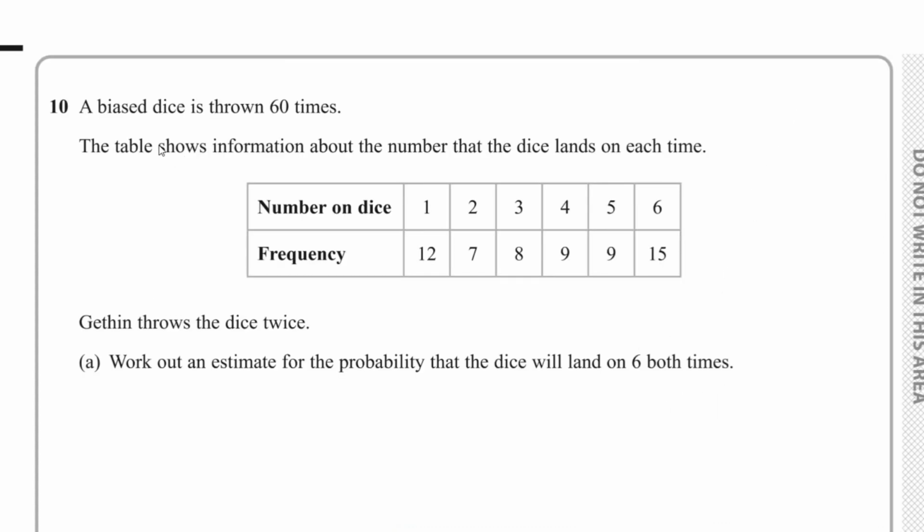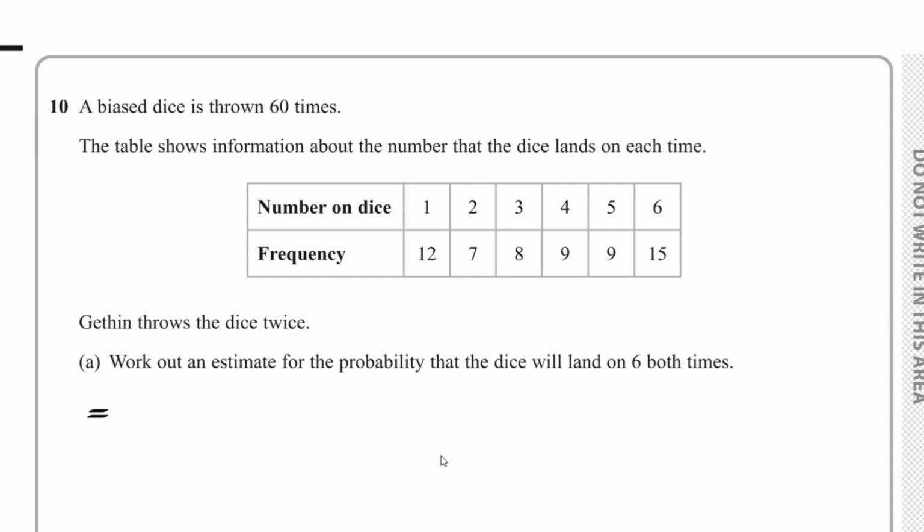Question number 10. A biased dice is thrown 60 times. The table shows information about the number that the dice lands on each time, and that's shown here. We've got the number on the die that's displayed, and then the frequency of landing on that particular number. Gethin throws the dice twice. For part A, we have to work out an estimate for the probability that the dice will land on a 6 both times.